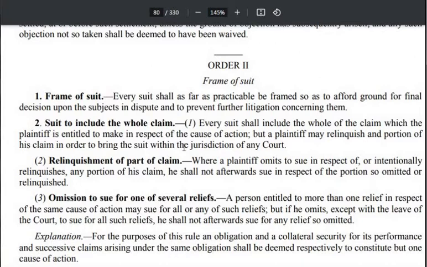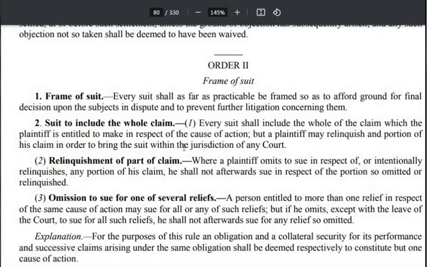सो यू हैव टू सीक द परमिशन ऑफ द कोर्ट इफ यू रिलिंक्विश relief, and if the court permits, you can always file a fresh suit to claim that relief on the same cause of action. But if the court has not permitted, or if he had not obtained the permission of the court, then the subsequent suit will not be allowed.